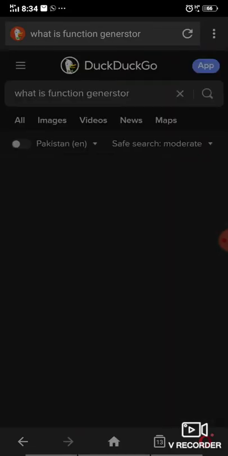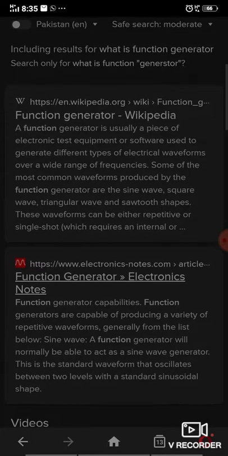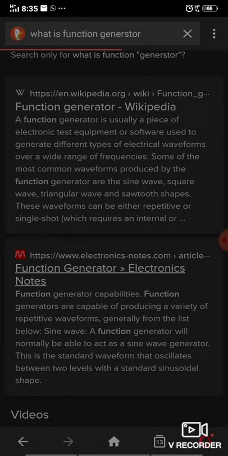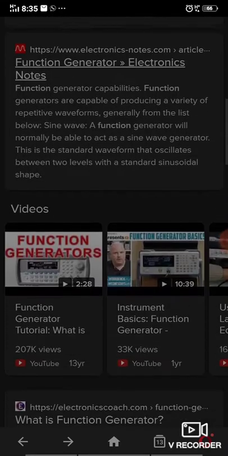Here different websites are open. First of all we click on the second website, function generator electronic links. This site can't be reached, so we go back from this and we click on the third website.